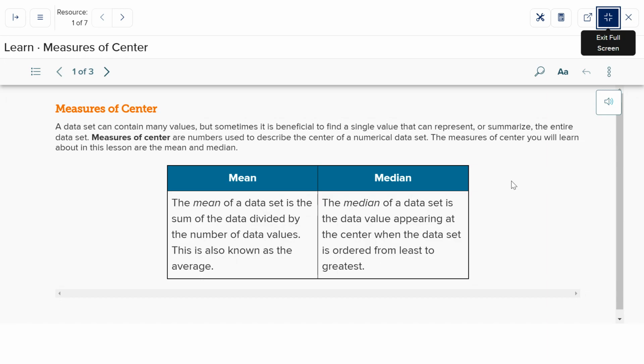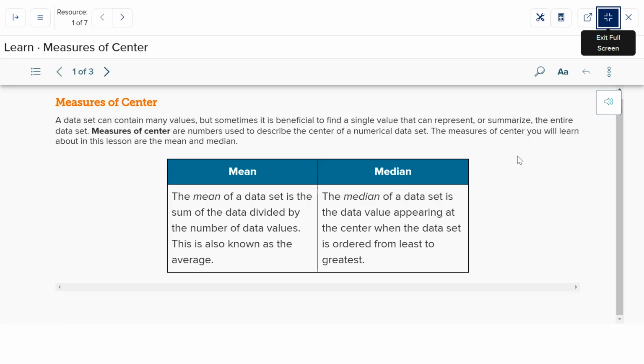So let's just start off with where they start us off, measures of center. A data set can contain many values, but sometimes it's beneficial to find a single value that can represent or summarize the entire data set. So like we summarize with graphics and visuals, we can also use these measures of center to be a summary of the data as well. Measures of center are numbers used to describe the center of a numerical data set. The measures of center you'll learn about in this lesson are the mean and the median, which are both measures of center, but the center is a different thing.